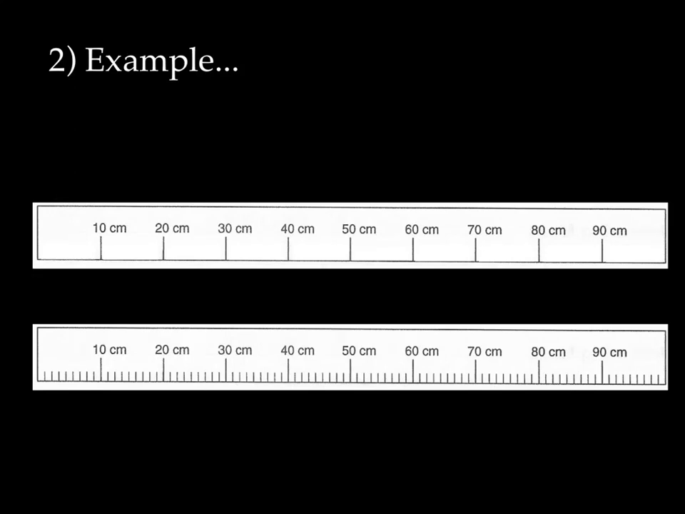I'm going to measure the length of the cloth using two different meter sticks or rulers. These rulers are the exact same size. The difference is the number of gradations. The top ruler has less gradations or divisions than the bottom ruler. So we should be able to get a more accurate measurement. We should be more confident in the accuracy of our measurement using the bottom ruler.